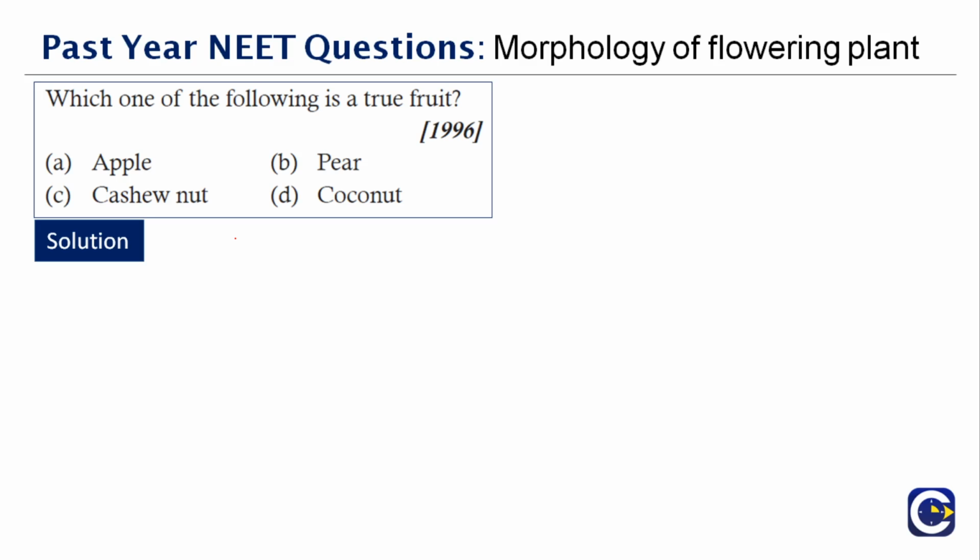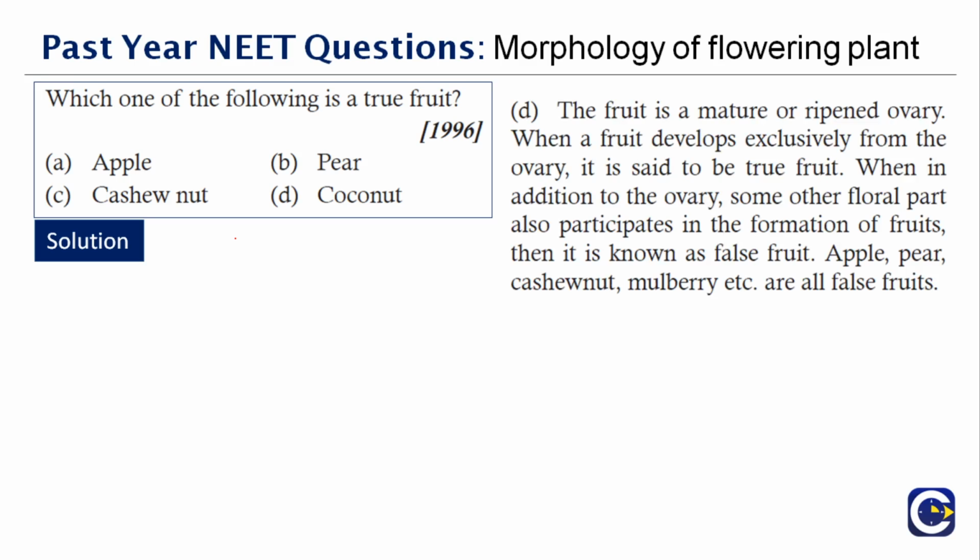The fruit is a mature or ripened ovary. When a fruit develops exclusively from the ovary, it is said to be a true fruit. When, in addition to the ovary, some other floral part also participates in the formation of the fruit, then it is known as a false fruit. Apple, pear, cashew nut, mulberry, etc. are all false fruits. So apple, cashew, pear, all these are false fruits, while coconut is a true fruit. Therefore, the right answer is option D.